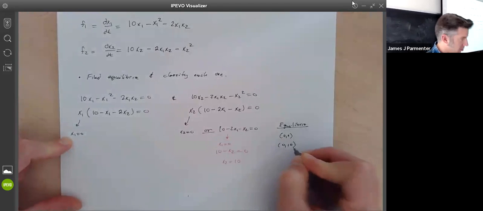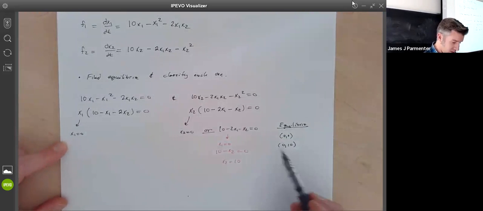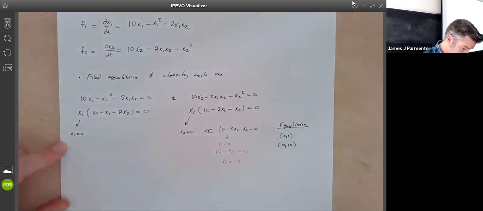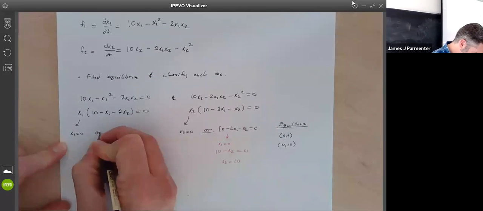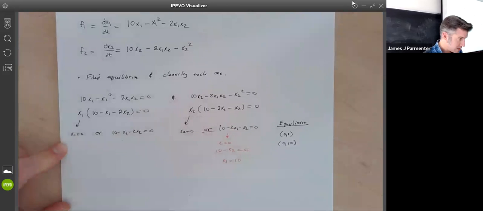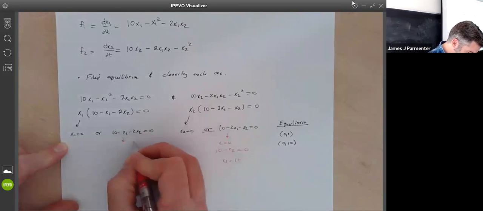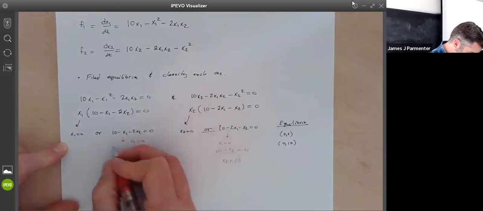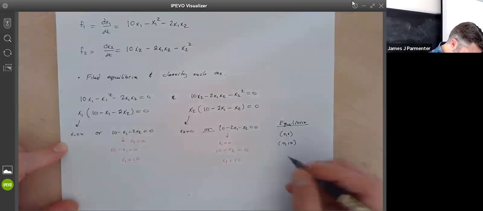That's also an equilibrium. And in a similar way, here comes the symmetry: if x2 is 0, x1 could be 10. So I could also have this one. If x2 is equal to 0, I'm going to get 10 minus x1 equal to 0, and I'm going to get x1 equal to 10. So it's another equilibrium.